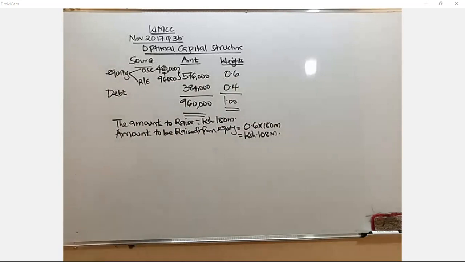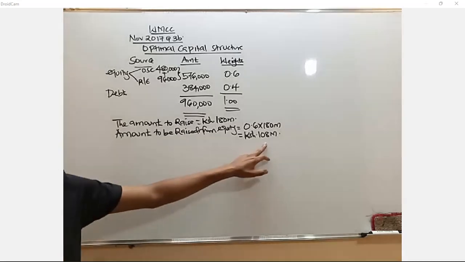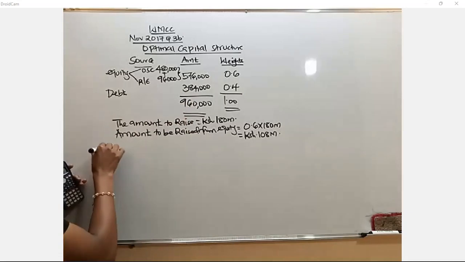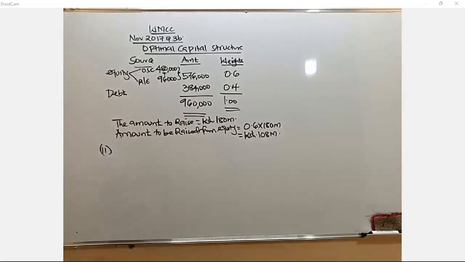Now, what about the other aspect? That is the amount that we're supposed to be raising, and it is requirement number one. How much are we supposed to raise from equity? Equity can raise 108 million. What about the balance? We are going to raise it from debt, but that is not a requirement. Part two, the examiner is asking us the number of ordinary shares the company should issue to raise the desired external equity capital.